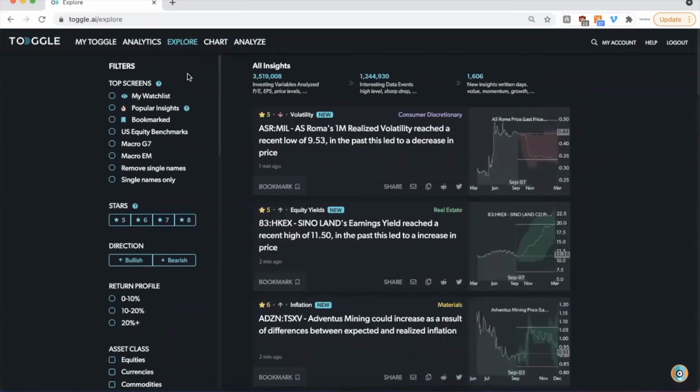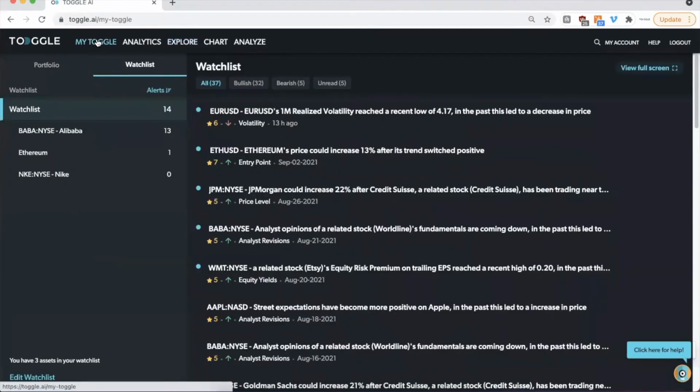Another way to keep track of assets that you've added to your watch list or you've added to your portfolio is by going to My Toggle here on the top left. If you click that, you can think of this as your notification center. So assets in your watch list will pop up here, and then insights related to those assets will be over here. You can filter them based on bullish insights, bearish insights, or ones that you just haven't read. So they'll be waiting for you here to check them out.